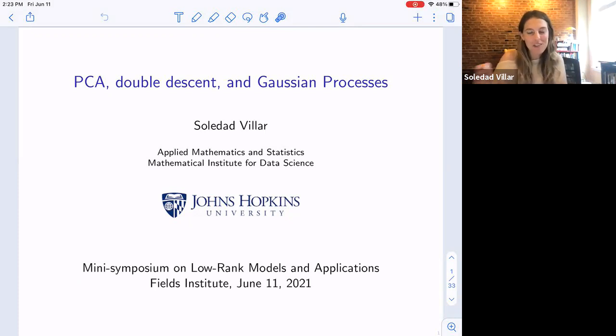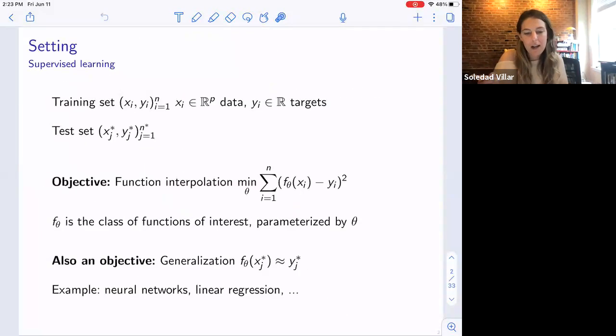So I'm going to talk about PCA double descent and some connections with Gaussian processes. The setting that I'm going to adopt in this talk is a supervised learning setting. So basically a classical regression problem.